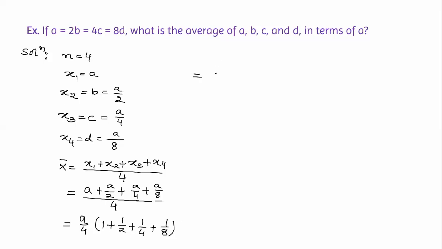You can use the formula of a geometric series, but it is not really necessary. Here you can take the LCM as 8, and in the numerator we have 8 plus 4 plus 2 plus 1. Adding 8 plus 4 plus 2 plus 1, I think it is 15. So 15 divided by 32 times A. So this is the arithmetic mean of these four numbers in terms of A. Let us move further.